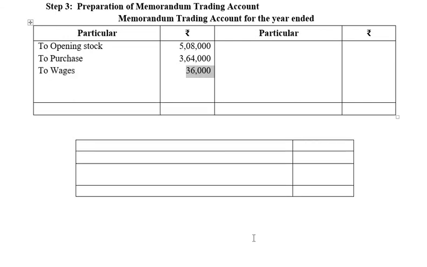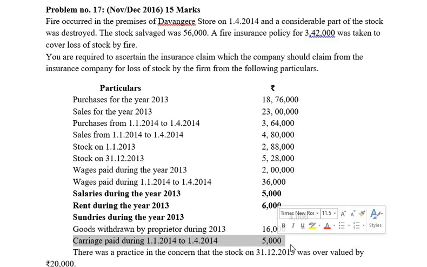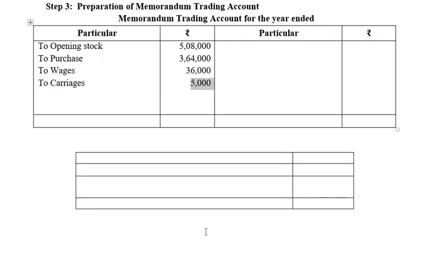Next, sales should be taken. First, how much is the carriage? Carriage paid from 1/1/2014 to 1/4/2014, how much is the carriage? 5,000 rupees of carriage is there. So consider 5,000 rupees of carriage.